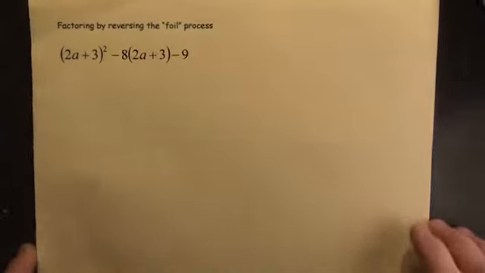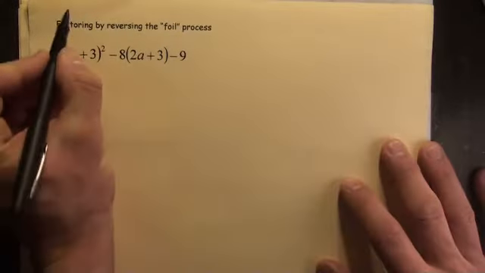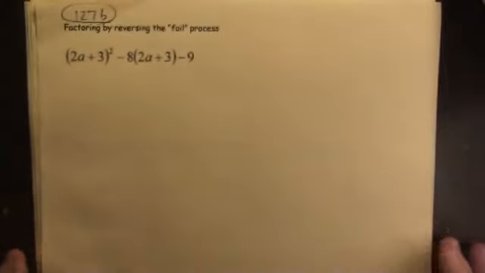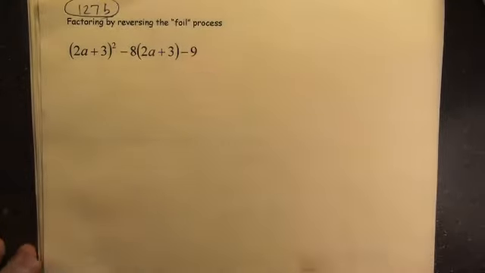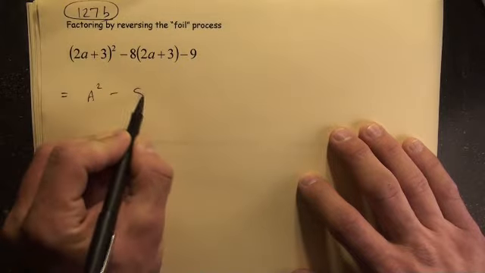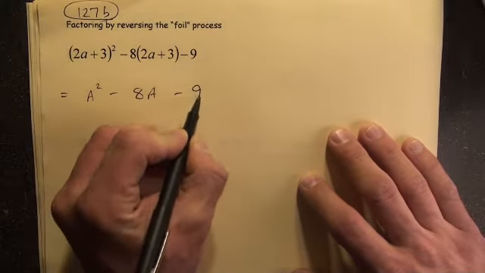Video 127 Part B. Now, in video 127 Part A, we actually ended at this problem, but I went ahead and retyped it and changed this to a minus sign. Let's pick up where we left off and continue. What you got here is this. We decided to call this A squared minus 8A minus 9.